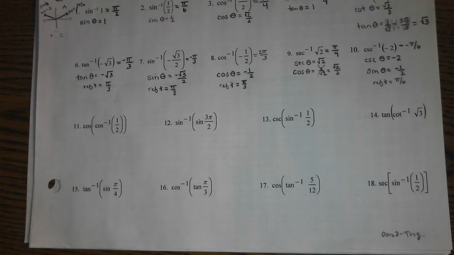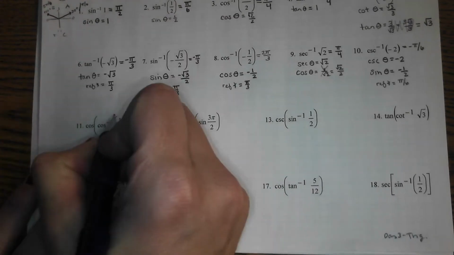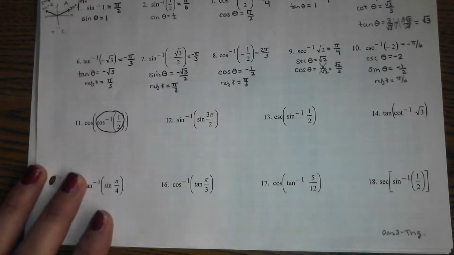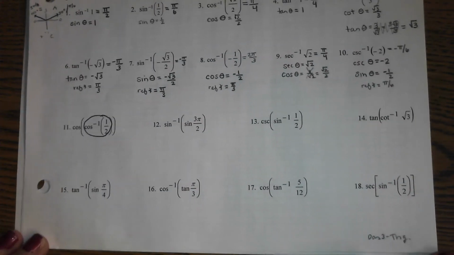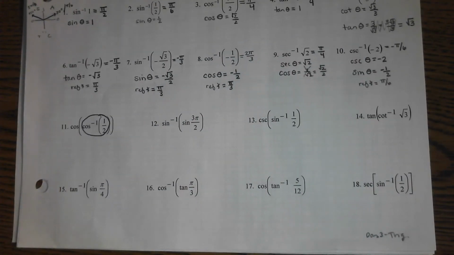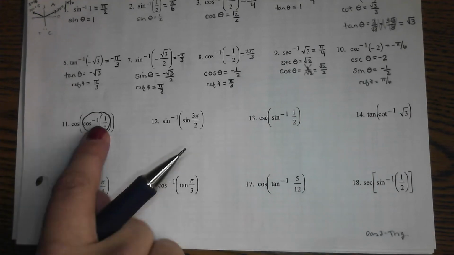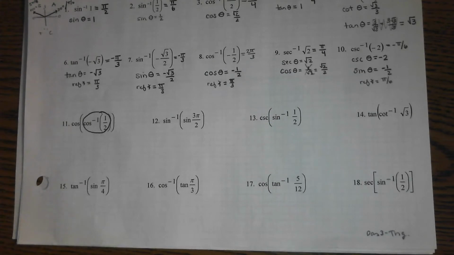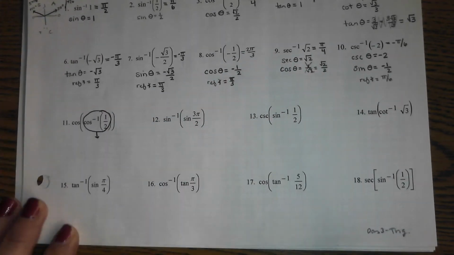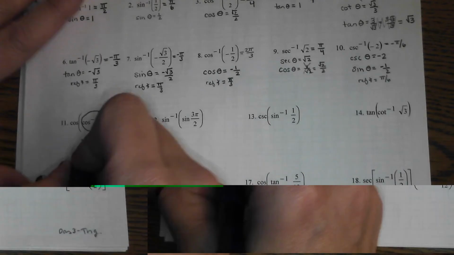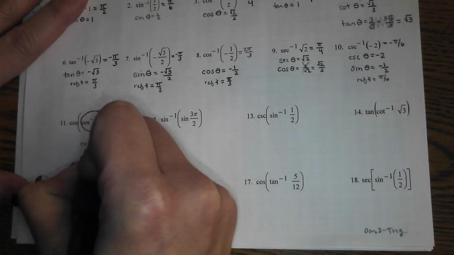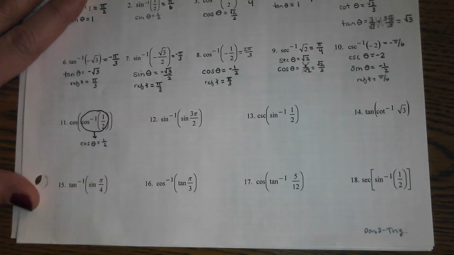So on number 11, the first thing we're going to focus on is this. And that's the biggest challenge, I would say, of the whole problem. Once we find that answer, we'll just take cosine of that answer. So we're just going to focus on this section, and we're going to say the cosine of some angle equals a half.